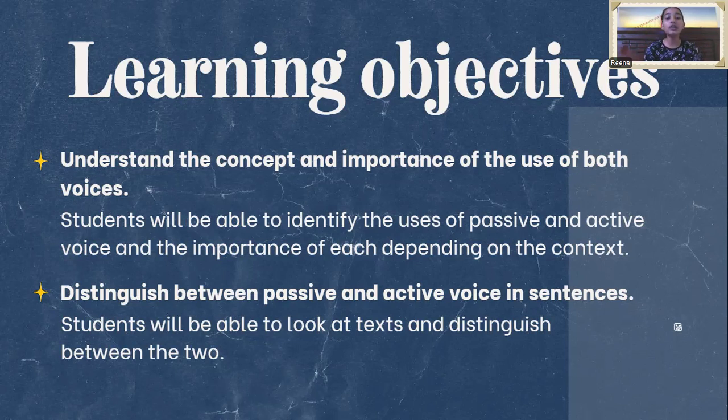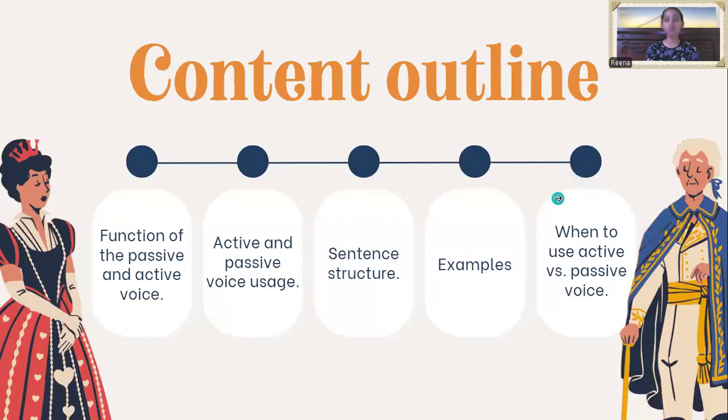Then, distinguish between passive and active voices. So, what is passive, what is active, you can distinguish between them, and you'll be able to take a look at the test, and just like as I said, you'll be able to identify which is passive and which is active. So content outline is that first you will have the functions of the passive and active voice. You will know how to use it, where to use it. You will know the sentence structure, examples, and when to use passive, when to use active, because this is why we are learning it.